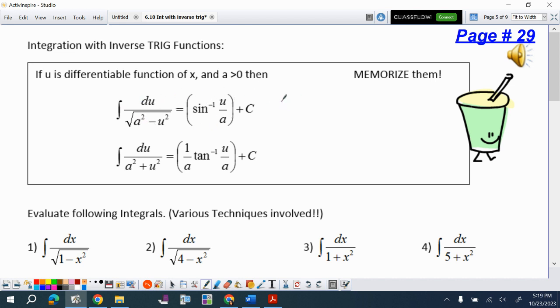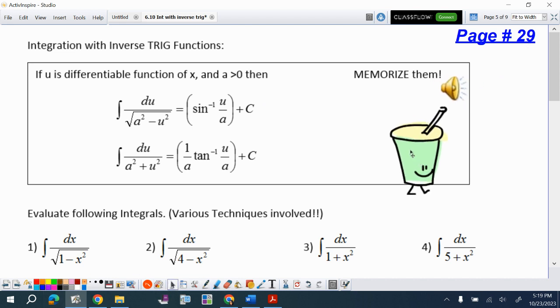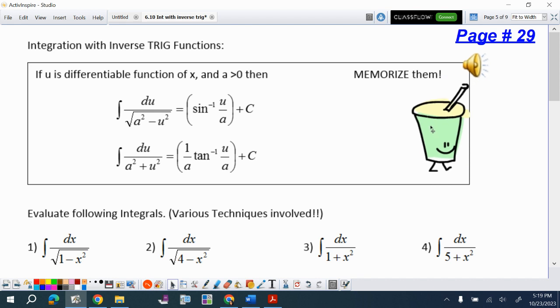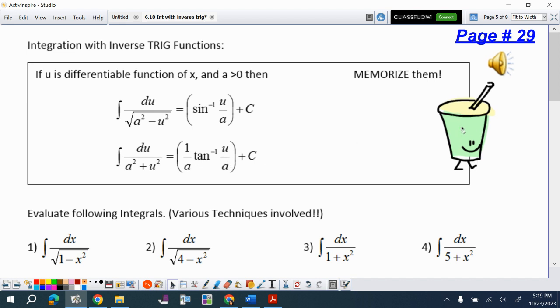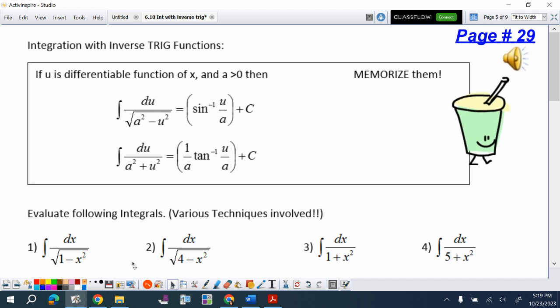So I would just say this is my thing. And this symbol is telling you to suck it up. Just memorize a couple more formulas. This is important and you have to memorize so many more formulas, might as well memorize a couple more. Another thing, know that sine inverse is also written as arc sine of u over a. Arc tan, know that tangent inverse is also written that way.